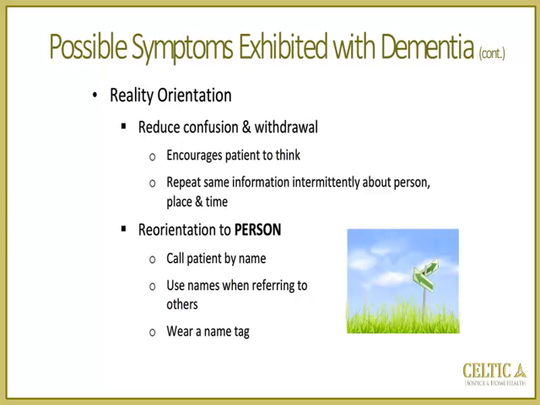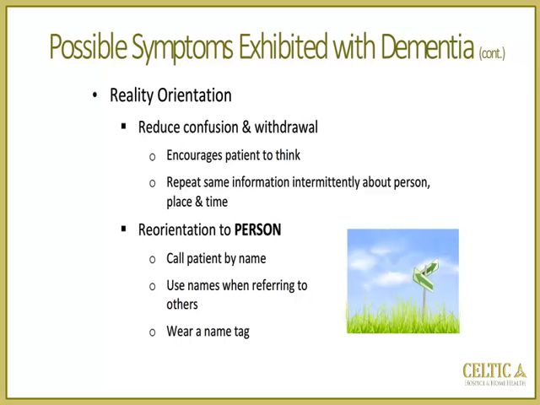Reality orientation is another issue with dementia. People become confused with what's reality and what's not. So try to reduce confusion and withdrawal. Encourage the patient to think. Repeat some information intermittently about person, place, and time.